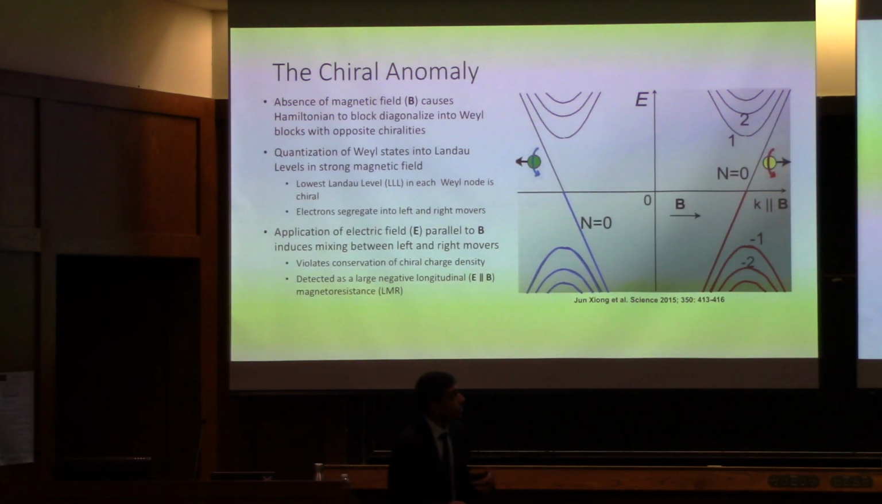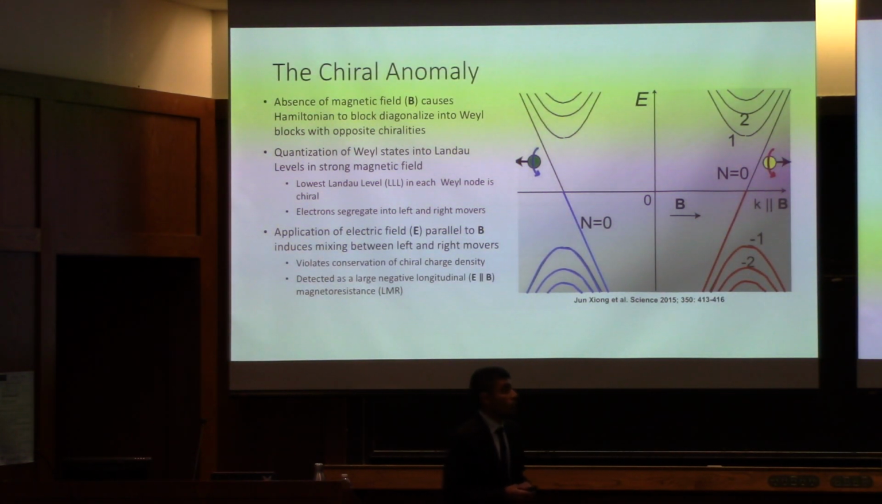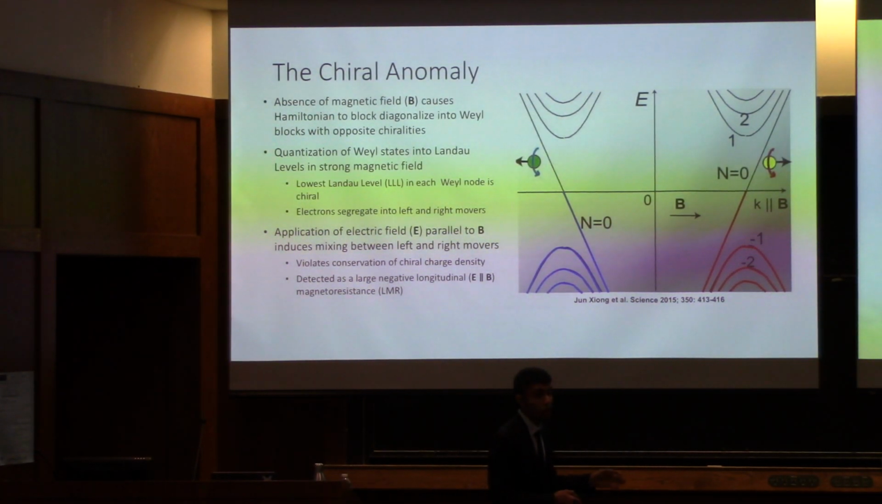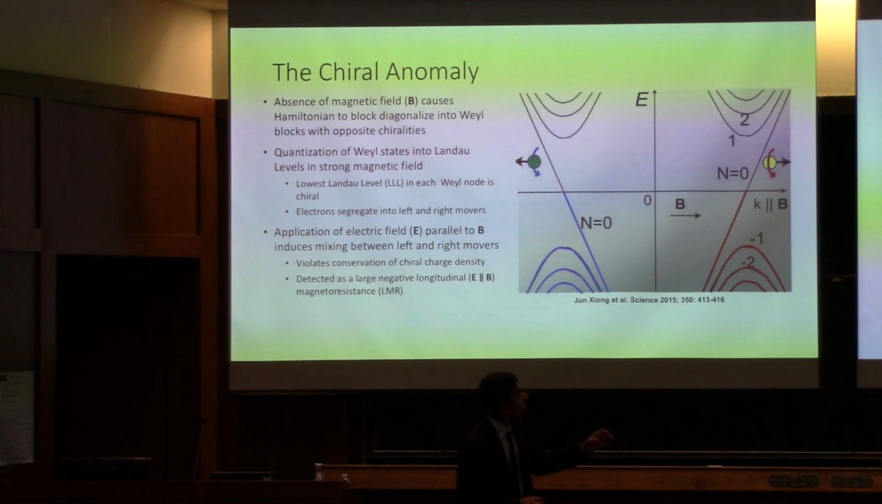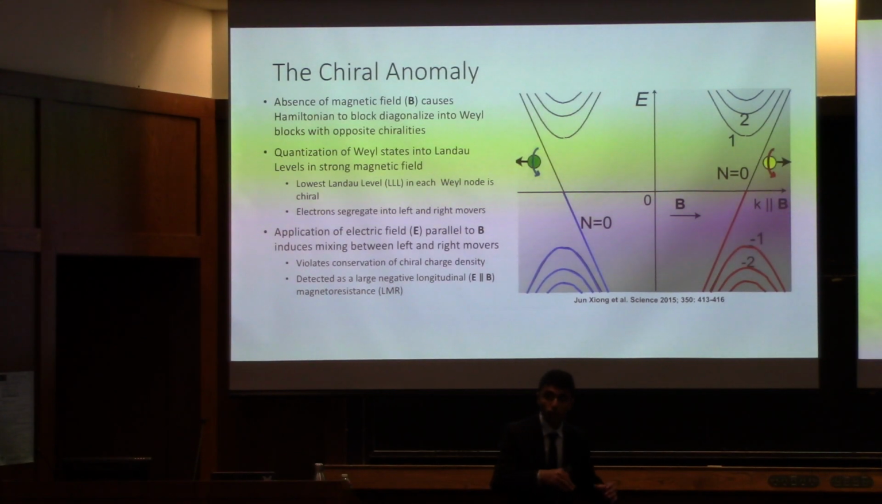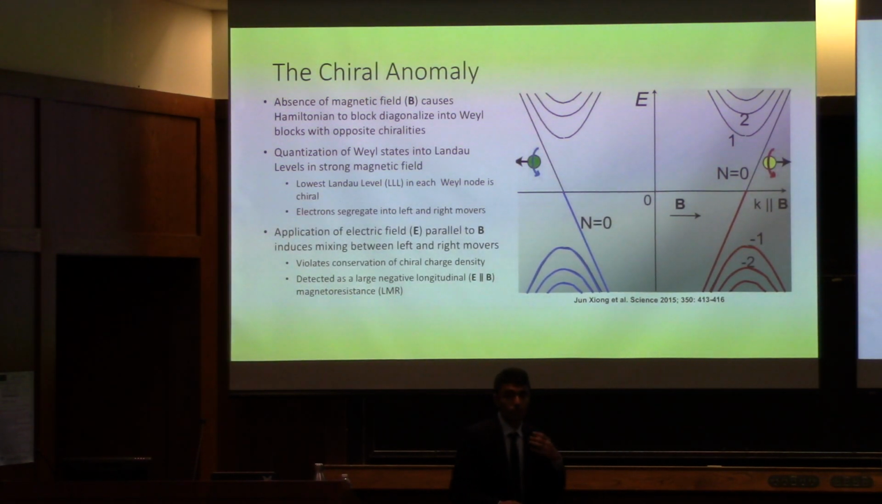And in the absence, rather, of a magnetic field, known as the B field, we actually cause the total energy, or the Hamiltonian, of our system to separate out into Weyl blocks with opposite chiralities. Chiralities refer to the left-handed nature or the right-handed nature of our particles. Once we have the presence of a strong magnetic field, we then have these Weyl states quantized into Landau levels, which is the quantized cyclotron motion, or the rotational motion experienced by these electrons once they're directed by a magnetic field. And these lowest Landau levels, or the areas highlighted in blue or in yellow, red, are chiral.